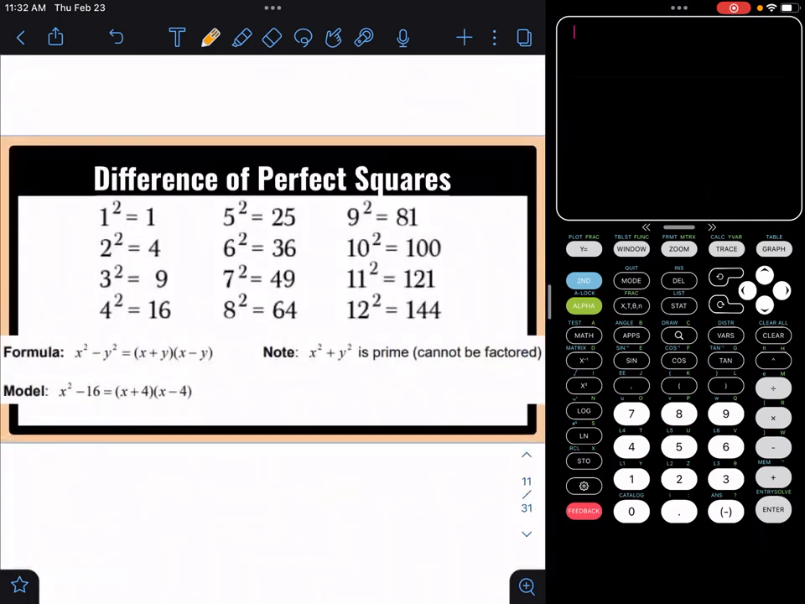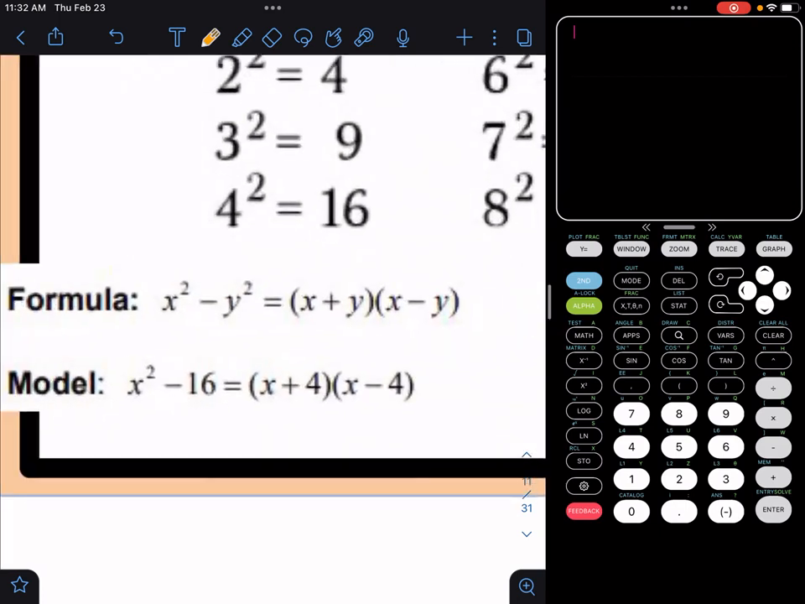So let's just remember the perfect squares. Those are all the perfect squares numbers. We learned that back in the first unit when we were going over how to simplify radicals. So what is a difference of perfect squares? That's whenever we are given two numbers that are squares and there's a minus in front of them.